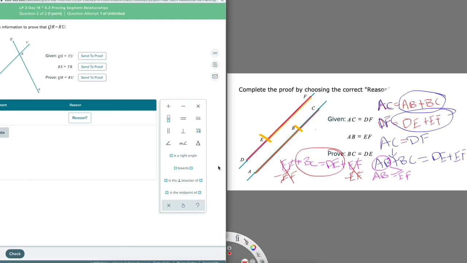And bisect means to cut in half. Right angle means it's a 90-degree angle. Perpendicular bisector means it not only cuts it in half, but it's also perpendicular to it, meaning it's at a 90-degree angle.